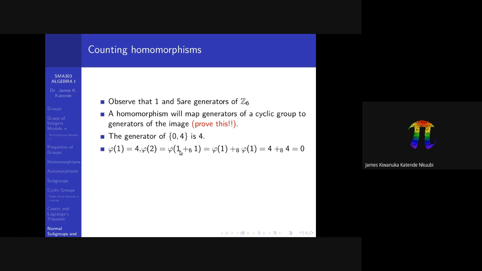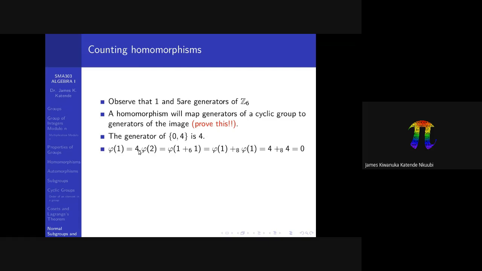So 2 is the same as 1 plus 1. And since this map is a homomorphism, I can split this into 2 like that. But I know that now on this end, my binary operation will be in Z8, because at this point I'm operating in Z8. Right? But I've already sent my image.